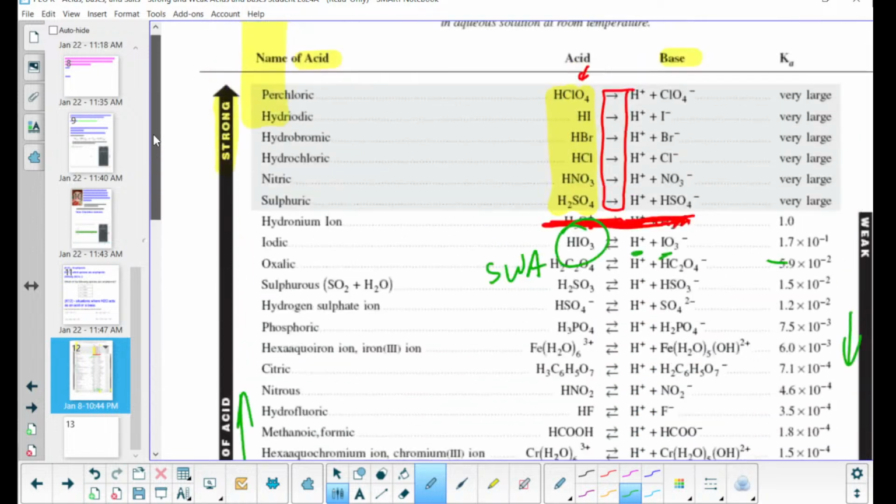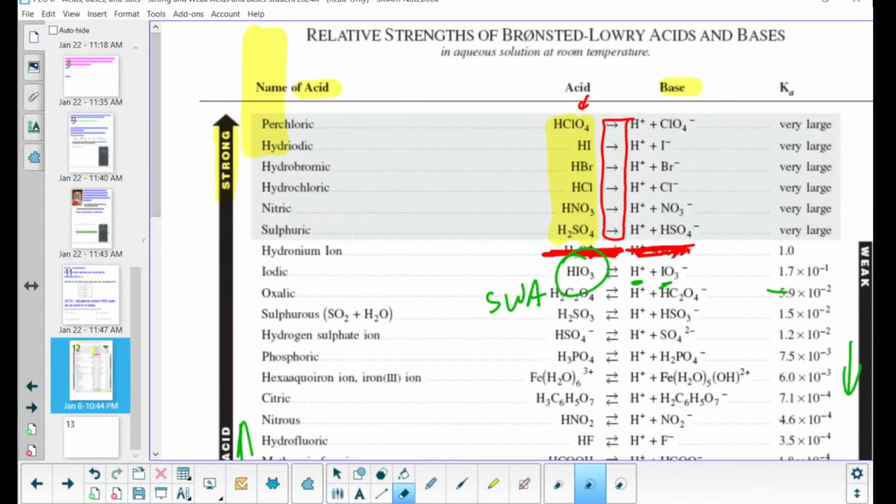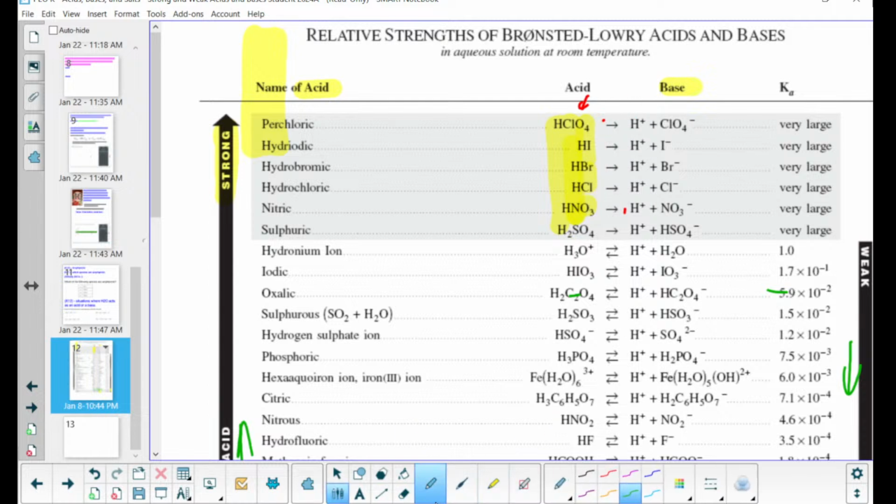Okay. And then this is, remember when I told you that H3O plus is acid? In a way, this is a reminder of that, because this is just saying that those are equivalent. Okay? Okay?